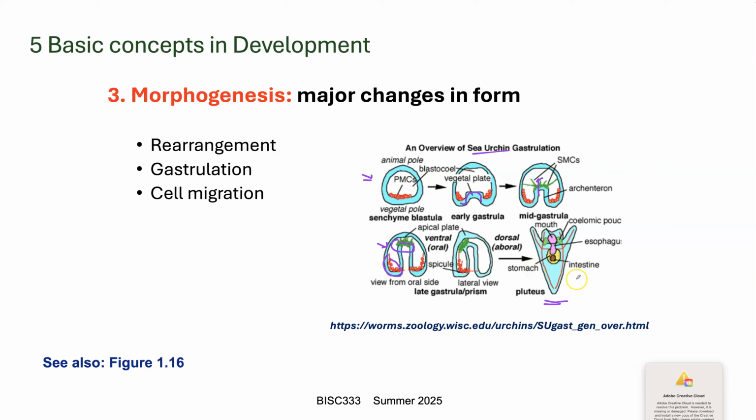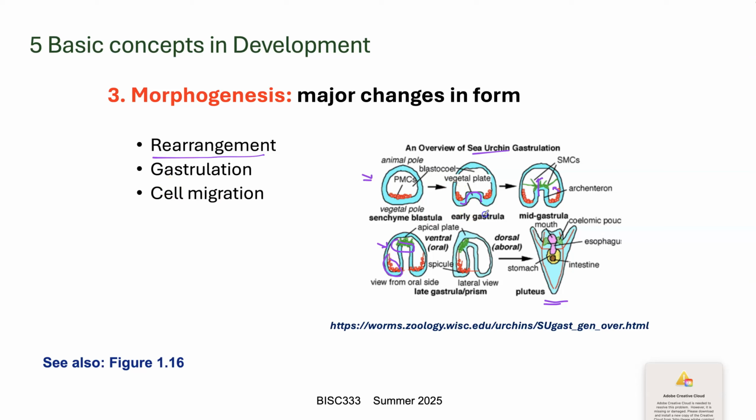And they've got all these different tissues, the stomach versus the esophagus, the intestine. There's these spicules that give it structure and so on. So you go from one form to another. That is what morphogenesis is. And it involves the rearrangement of cells. So cells move to different locations. These guys here, for example, are actively migrating to move everything inward.